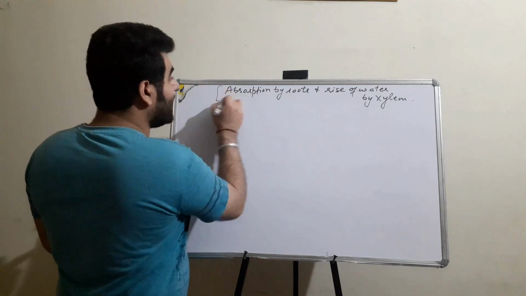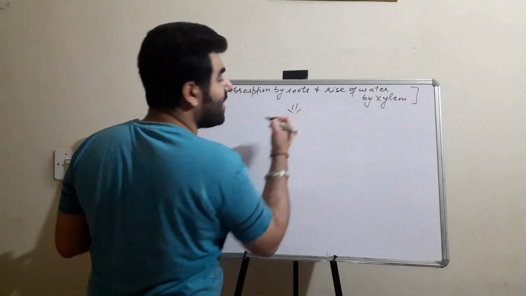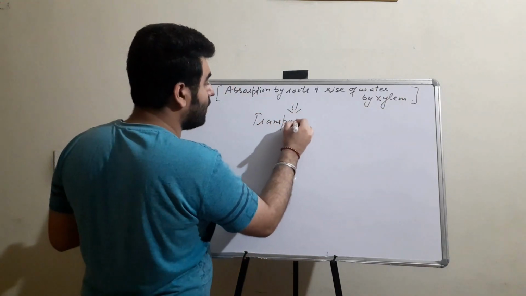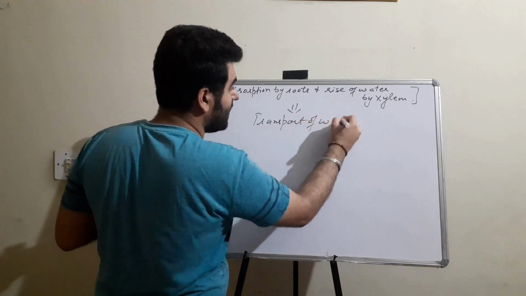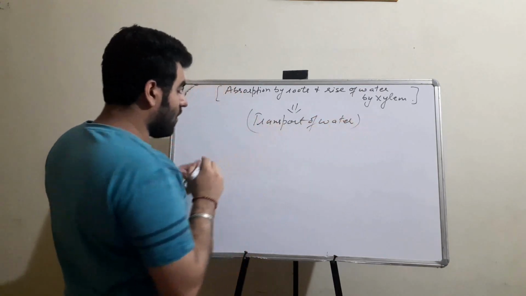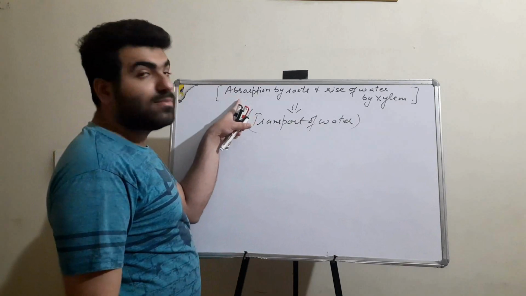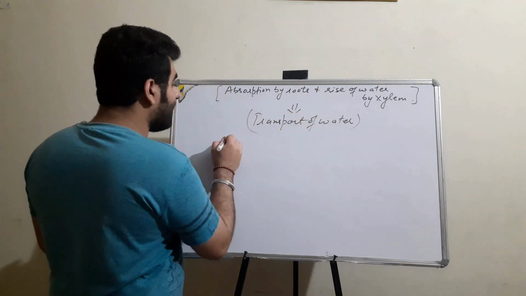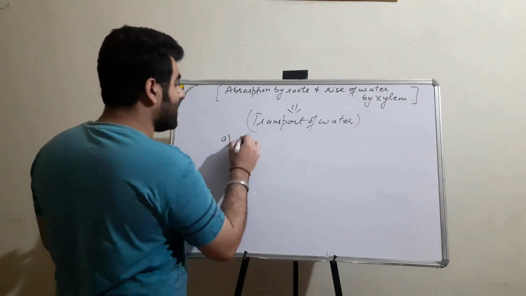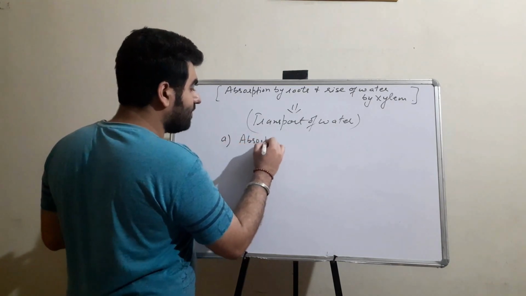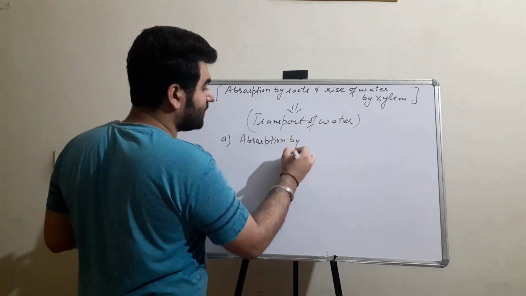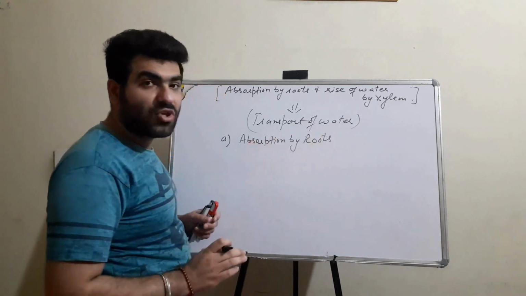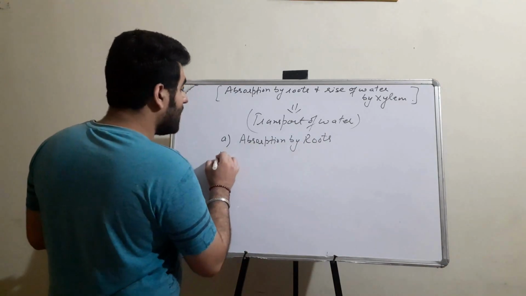Now, this process, absorption by roots and rise of water by xylem, takes place in 3 steps. We can summarize it as the transport of water. This transportation of water is processed by the absorption by roots and then the rise of water. First step is the absorption by roots. That is the first main category. First, the roots will absorb the water from the soil.